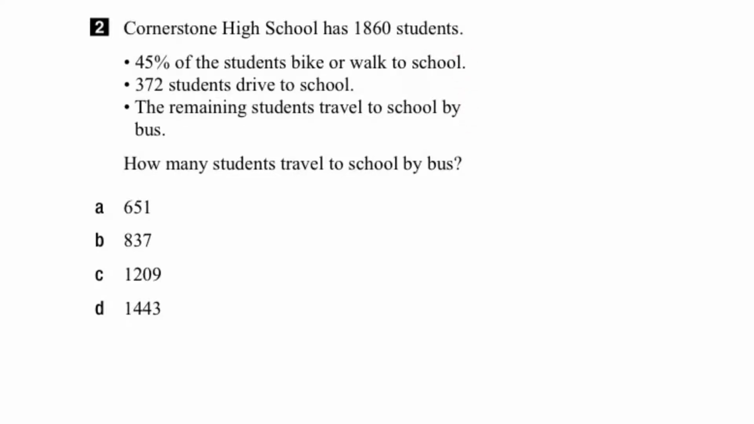Well, we know that students either bike or walk, or they drive, or they take the bus. So if we add the number of students that bike or walk to the number of students that drive to the number of students that take the bus, this will equal the total number of students.